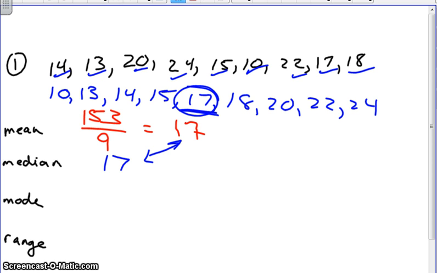Okay, how about the mode? What's the mode? No mode. And then the range is? 14. Good. 24, take away the least value, equals 14. No mode. Okay, and your assignment. There you go.